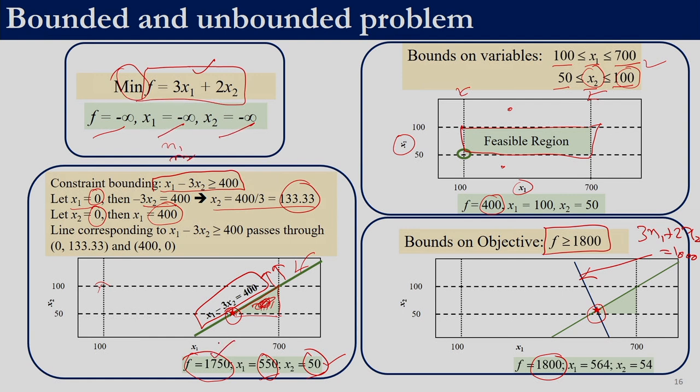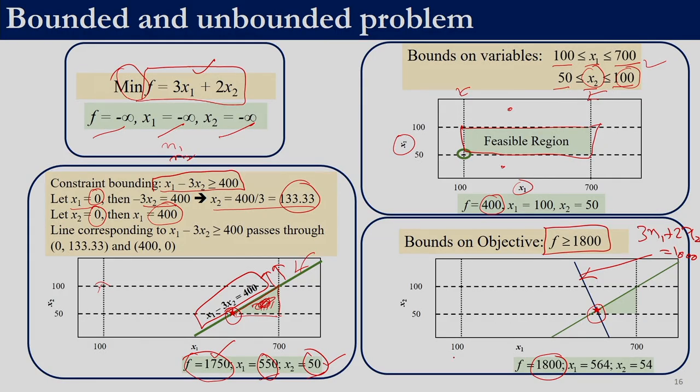that solution is possible. But since we have this additional constraint that the objective function has to be greater than or equal to 1800, right, the solution actually is 1800. So this solution becomes infeasible. 1750 becomes infeasible because there is a constraint that the objective function has to be greater than or equal to 1800. So in this case, we had bounds on the decision variable.